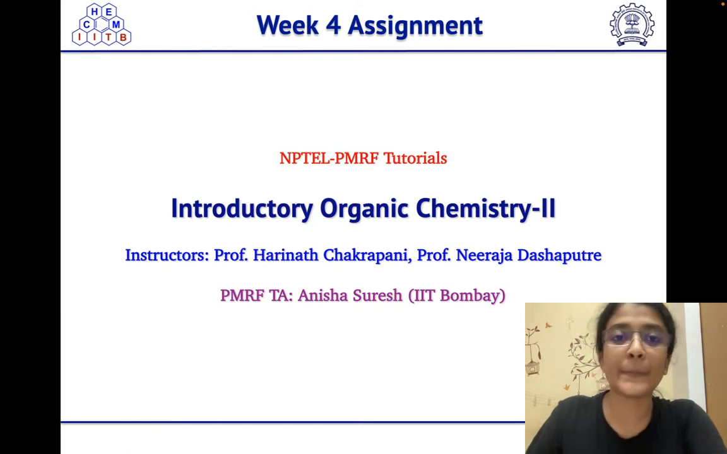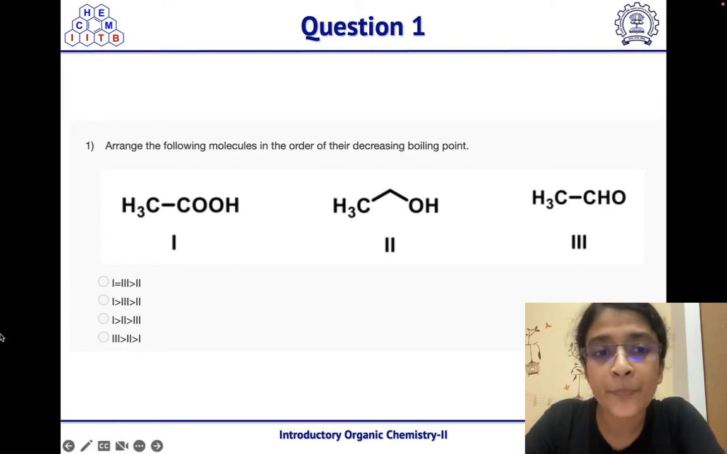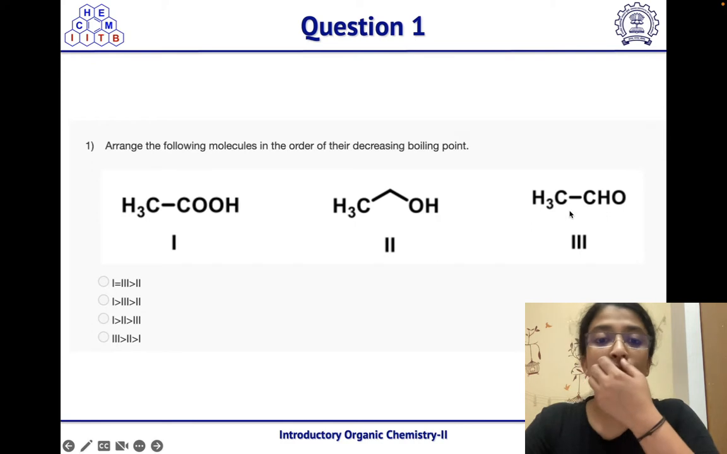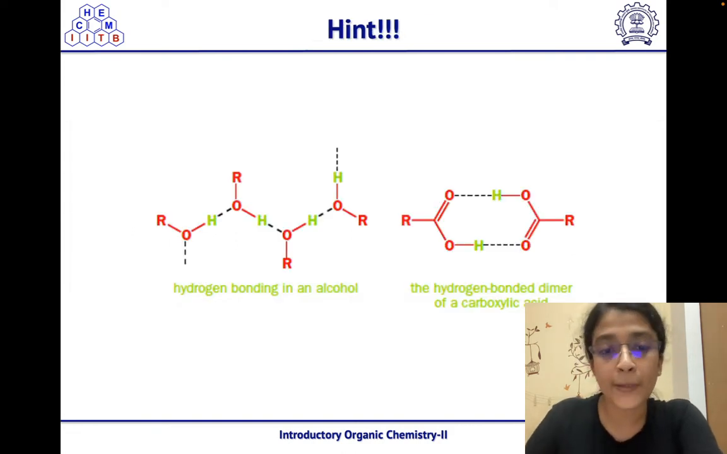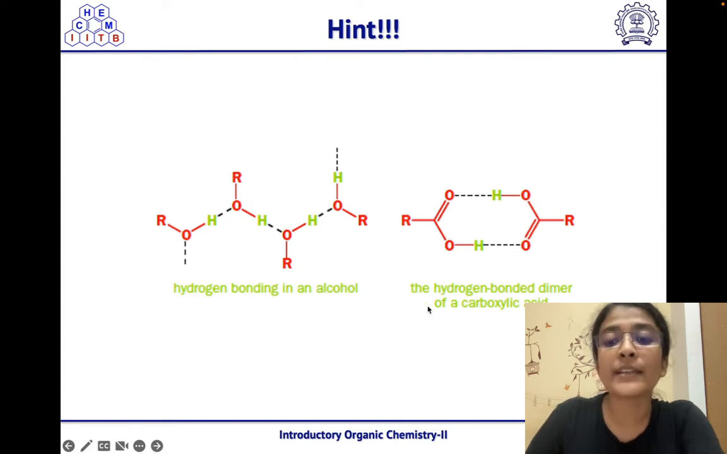Yeah, ma'am. Okay. So, coming to question 1, arrange the following molecules in the order of their decreasing boiling point, and they have given acid, alcohol, and an aldehyde. That is acetic acid, ethanol, and ethanal. So they have asked us to arrange these in the order of their decreasing boiling point. The factor that determines which has the highest boiling point among these three is hydrogen bonding. In case of alcohol and carboxylic acid, there is possibility for formation of intermolecular hydrogen bonding.